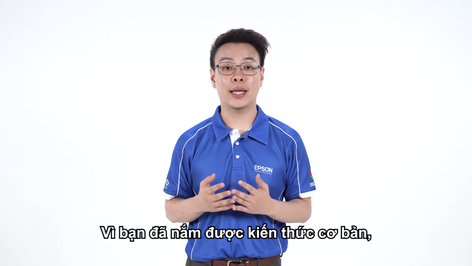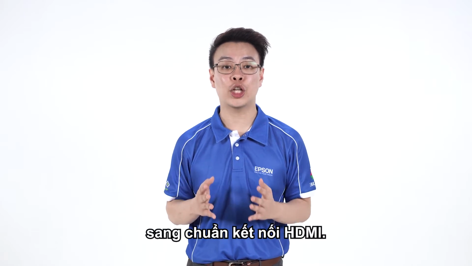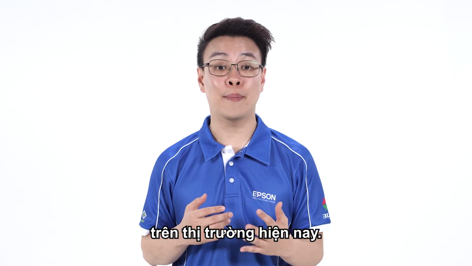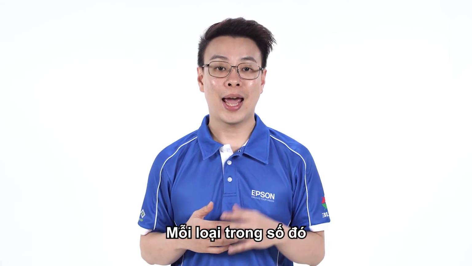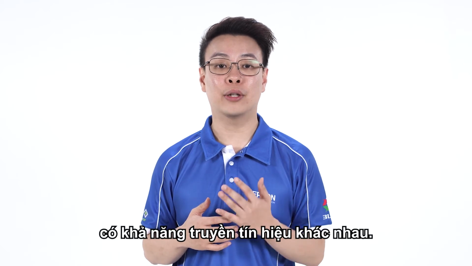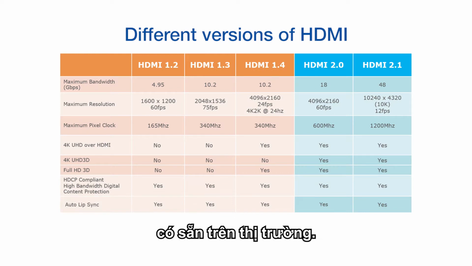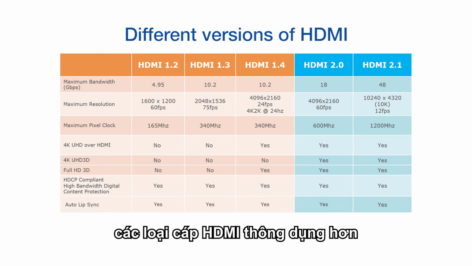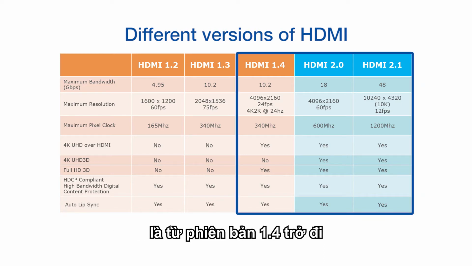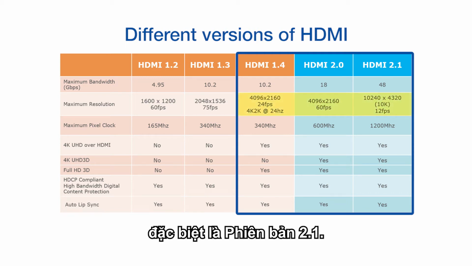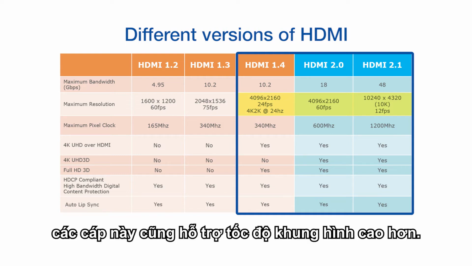Now that you have a basic understanding, I would like to shift your focus towards the HDMI connectivity. There are about 5 different versions of HDMI cables and ports in the market today, and each of them represents different signal capabilities. This chart shows you the different types of HDMI cables available in the market. In today's context, the more commonly available HDMI cables are version 1.4 onwards, as they support higher resolution of up to 10K resolution, especially for version 2.1. Generally, these cables also support higher frame rate per second.